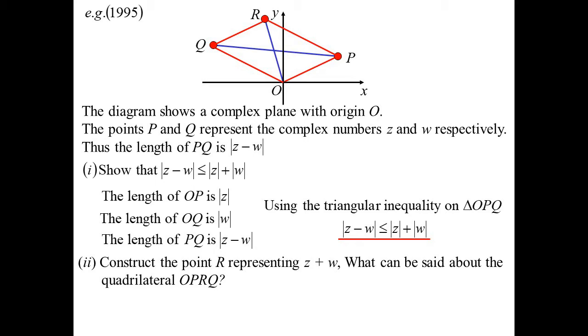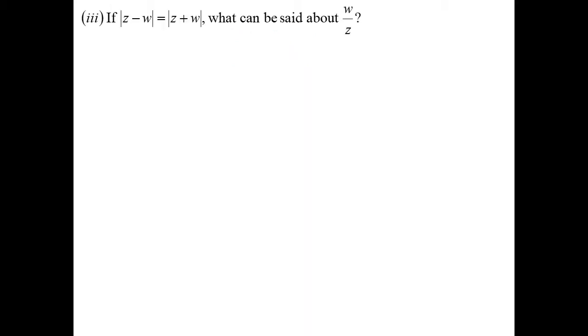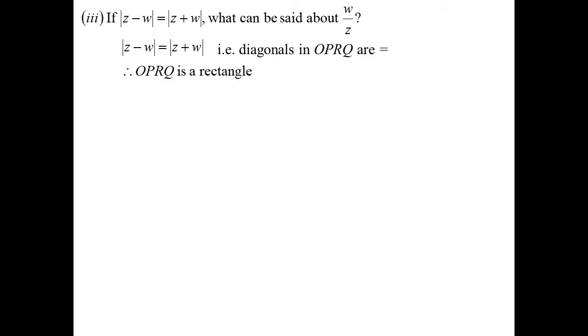Okay, so we end up with a parallelogram because we know the opposite sides are parallel, or opposite sides are equal in length, whichever way you want to say it. Okay, but we'll take it a step further. If mod z minus w is equal to mod z plus w, what can be said about w divided by z? Well, z minus w, z plus w, they're representing the diagonals. So we're now saying we've got a parallelogram where the diagonals are equal. What does that make our parallelogram? Got to be a rectangle.